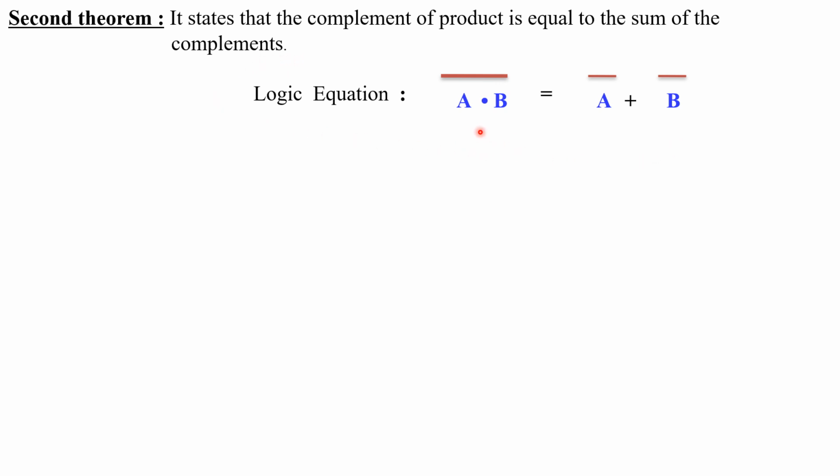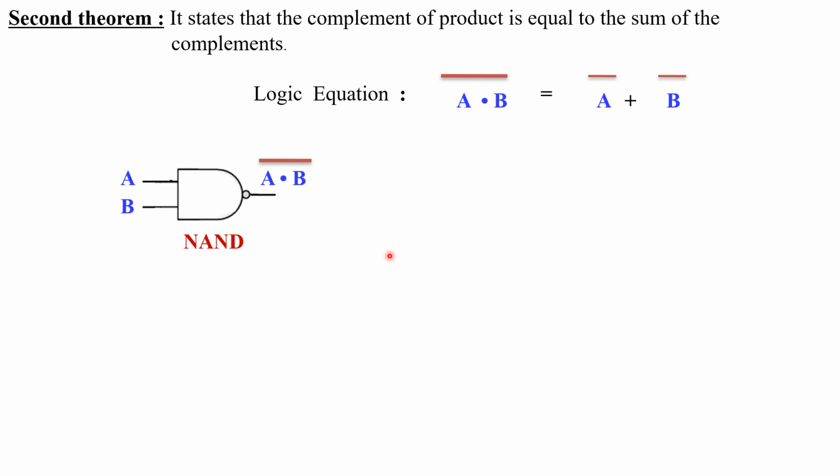So (AB)bar is equal to A bar plus B bar. Now let us see the logical diagram for this equation. Now A dot B bar, or A and B bar, is represented by which gate? It is represented by your NAND gate. What is the Boolean expression of the NAND gate? (AB)bar. So the left hand side is represented by a NAND gate.